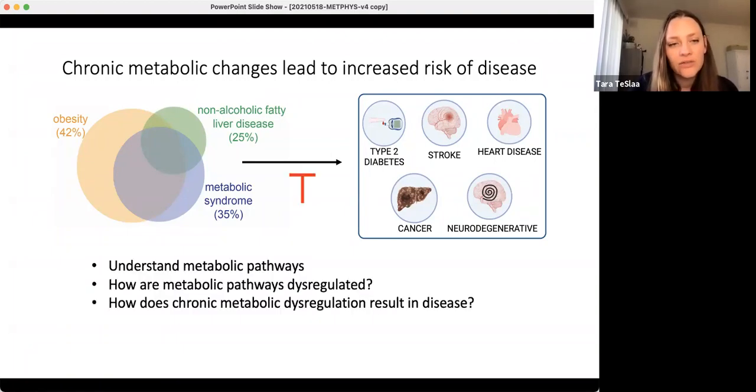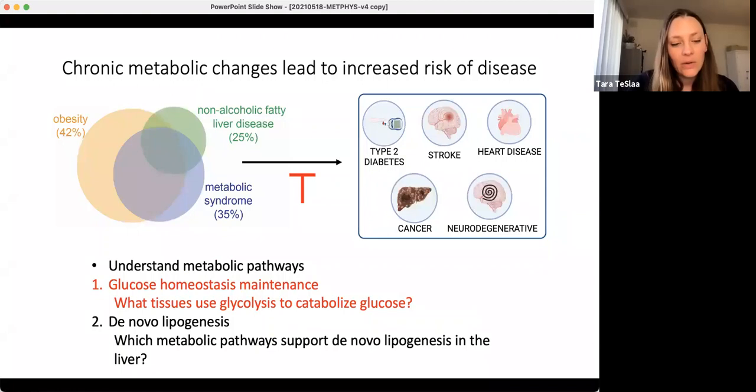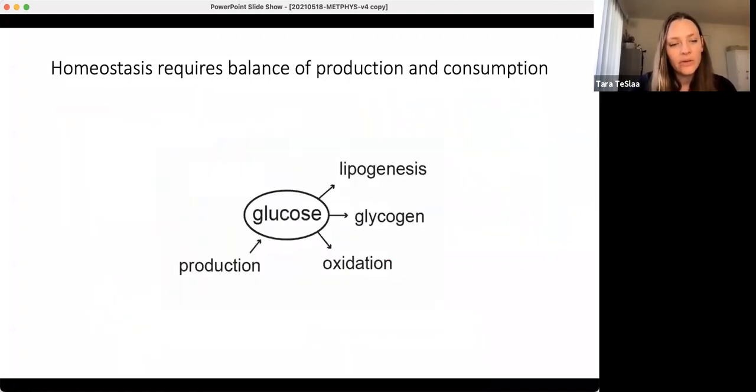And so my research is focused on understanding metabolic pathways that underlie these chronic metabolic changes, how these pathways can become dysregulated, with a goal of preventing progression to disease. My talk today will focus a lot on understanding these underlying metabolic pathways. The first half of my talk will focus on glucose metabolism, with the specific question of what tissues use glycolysis to catabolize glucose. And then in the second half of my talk, I will focus on de novo lipogenesis, which I'll talk about a little bit later. So let's start with glucose homeostasis.